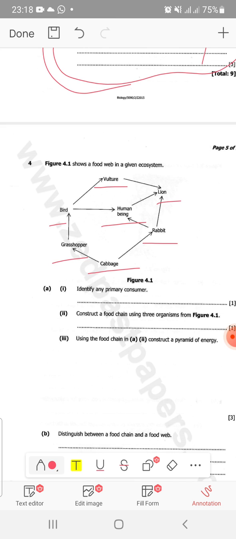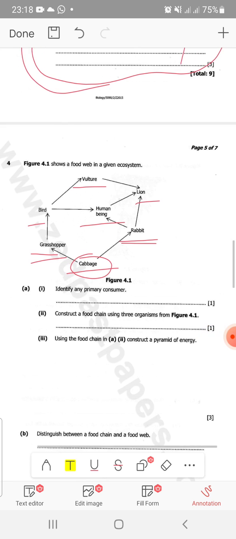A primary consumer is an organism which feeds directly on plants. Here, the grasshopper is feeding directly on plants, which is the cabbage. Again, the rabbit is also feeding directly on cabbage. So you are supposed to pick either grasshopper or rabbit as a primary consumer.